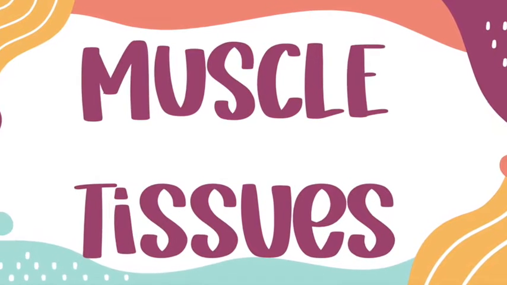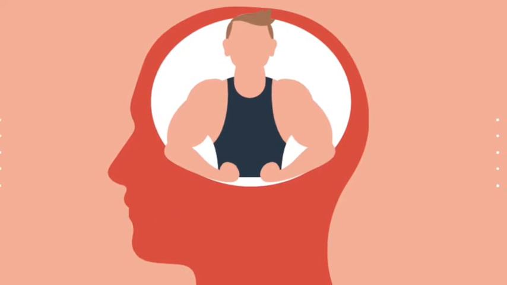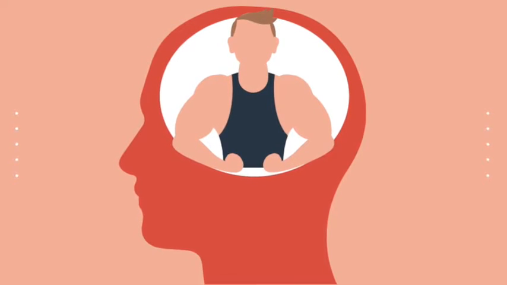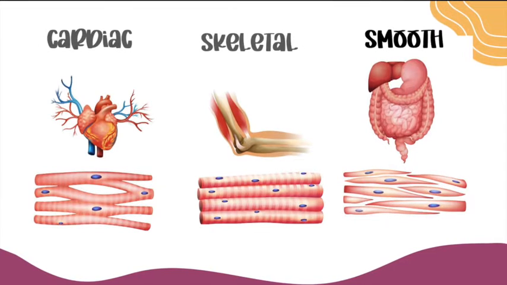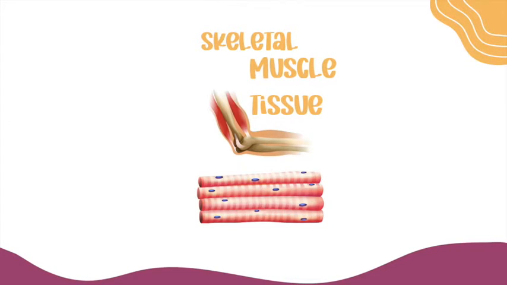When you think of muscles, you probably imagine someone very strong working out their biceps at the gym. But there is actually much more about muscle tissues that you need to know, and I am here to explain it to you. So, we have three types of muscle tissues in our bodies: smooth, cardiac, and skeletal. And we're going to focus on this last one, the skeletal muscle tissue.